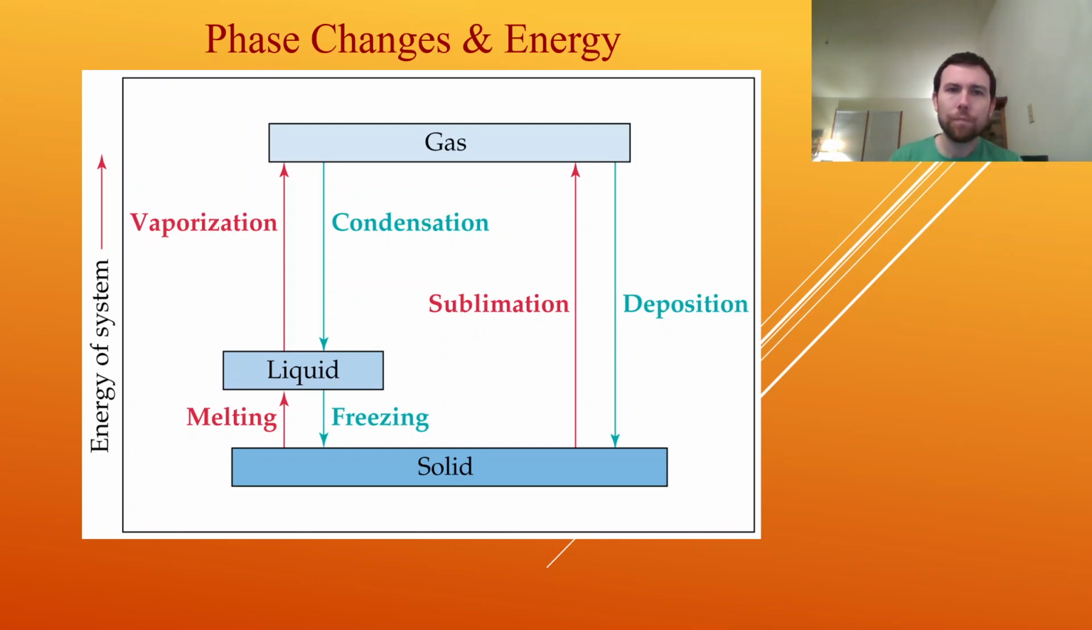Now, the phase changes that are listed in this greenish color, going from the gas to the liquid, liquid to the solid, and gas to the solid, notice that those arrows are moving down, right? And so that means that energy is leaving the system. There's energy being released. So each of those phase changes, condensation, freezing, and deposition, would be exothermic. They are releasing energy into the surroundings.